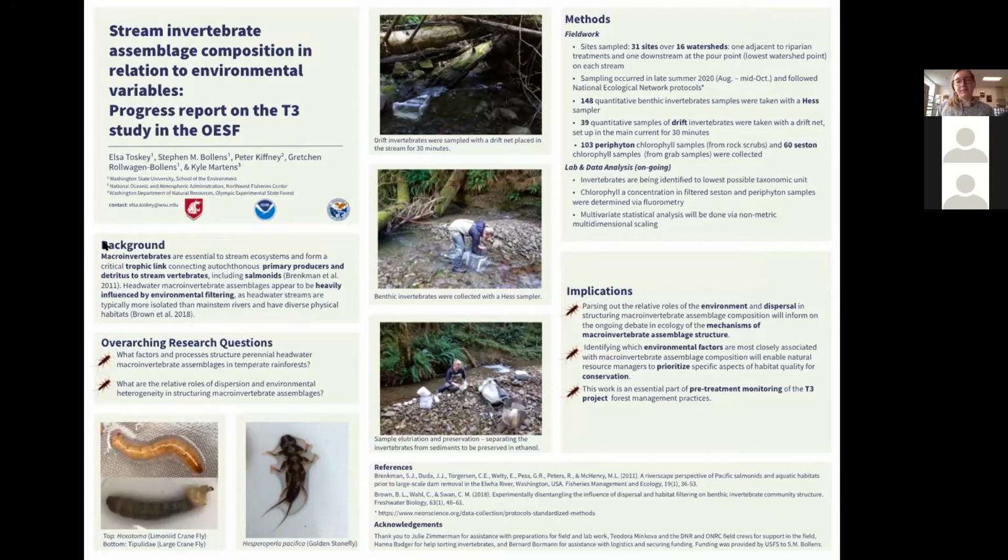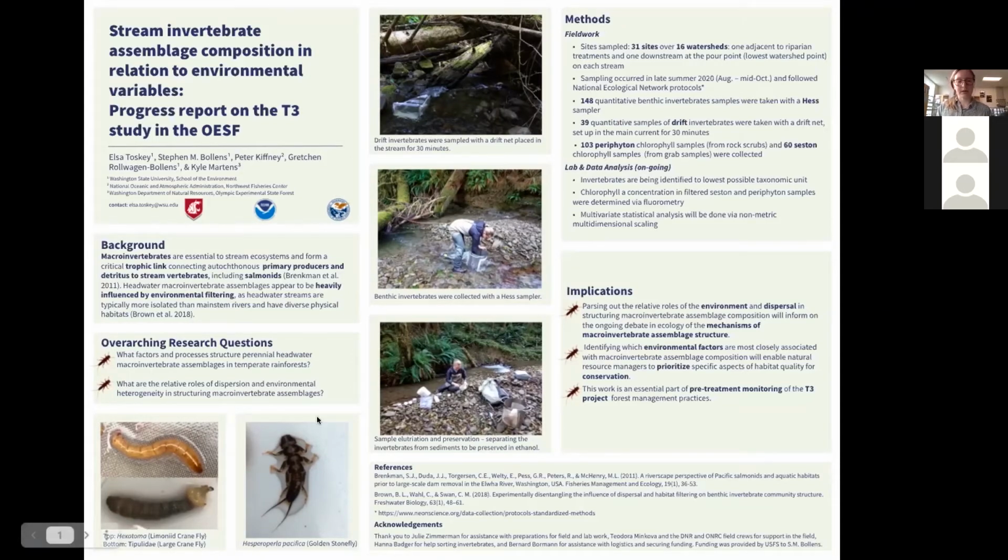So macroinvertebrates are really important components of stream ecosystems because they form a critical link between primary producers of detritus and stream vertebrates, particularly salmonids. Macroinvertebrates are also really sensitive to any changes in the environmental conditions, and they're actually used as biological indicators of overall stream health just because they're so sensitive to the environment. And also because the macroinvertebrates in these headwater streams that I'm looking at tend to live in more isolated and heterogeneous environments, it's also thought that they're more heavily influenced by environmental filtering.